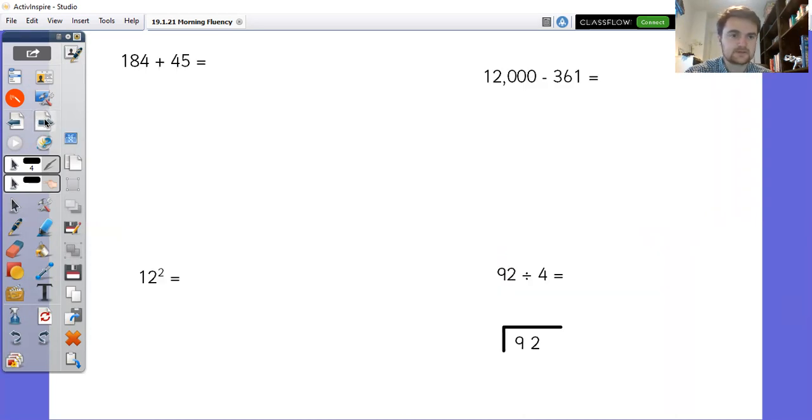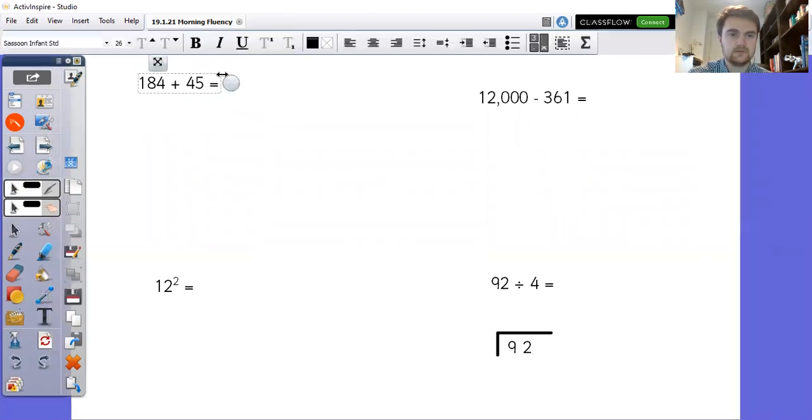Okay, so let's have a look at our target questions. So we've got 184 plus 45. I know 4 plus 5 is 9. 8 tens plus 4 tens is 12 tens. Add the extra 100, so 229 will be my answer there.